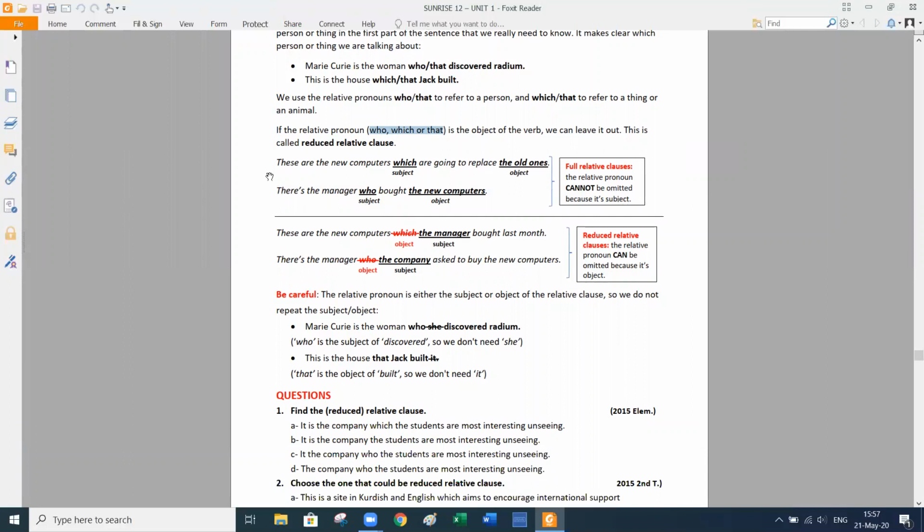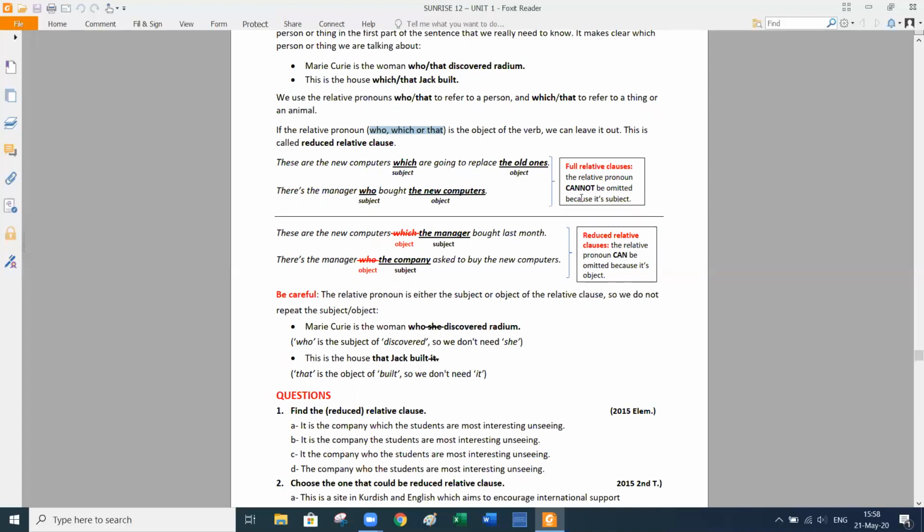Now, let's look at these examples here. These are the new computers which are going to replace the old ones. Which is the relative pronoun, and it's the subject. How do we know? Because it comes immediately before the verb. Are going to replace is the verb form, and the relative pronoun comes immediately before the verb. So it's the subject. And the old ones is the object. Replace what? They are going to replace the old ones, so that's the object. This is called a full relative clause, and this cannot be omitted.